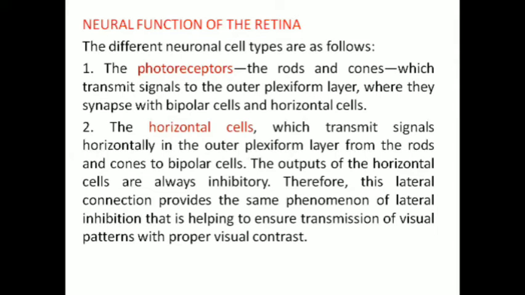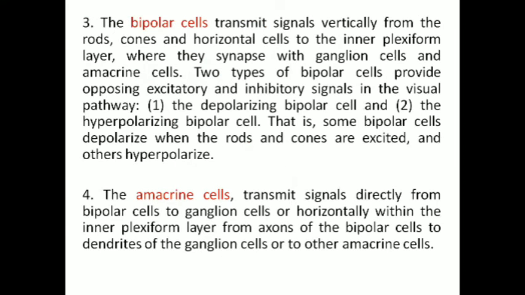Therefore, this lateral connection provides the same phenomenon of lateral inhibition, helping to ensure transmission of visual patterns with proper visual contrast. So due to these horizontal cells, the image comes with proper visual contrast due to this lateral inhibition. The bipolar cells transmit signals vertically from the rods, cones, and horizontal cells to the inner plexiform layer, where they synapse with ganglion cells and amacrine cells.